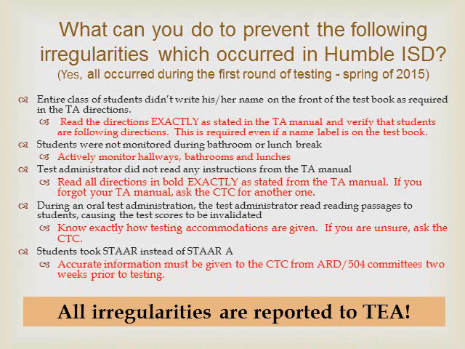What can you do to prevent the following irregularities which occurred in Humble ISD in spring of 2015? An entire class of students didn't write his or her name on the front of the test book as required in the TEA directions. To prevent this, read the directions exactly as stated in the TA manual and verify that students are following directions. This is required even if a name label is on the test book.